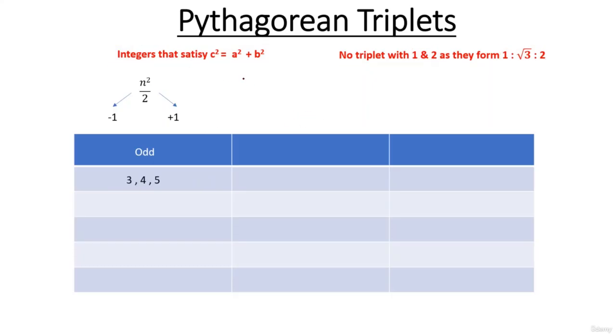Next, the next odd number is 5. We will find 5 square by 2. 5 square is 25 upon 2 is 12.5. One before is 12, one after is 13. So 5, 12, 13 is the next Pythagorean triplet.